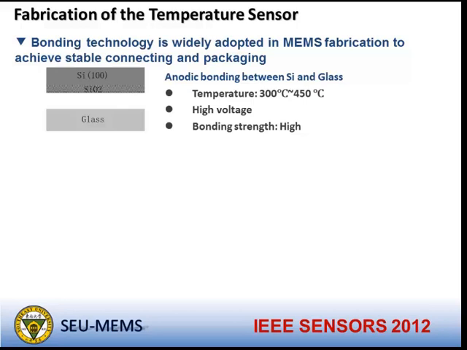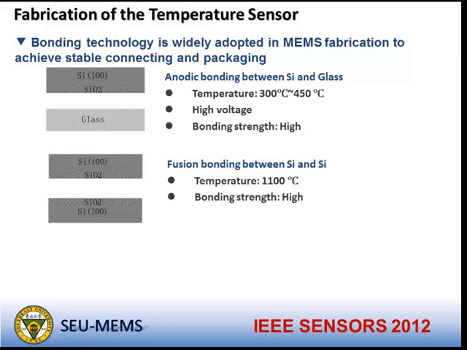But this process needs very high voltage, so it is impossible for it to be used in post-CMOS MEMS. Next is the fusion bonding technology. The temperature is up to 1100 degrees centigrade, so it cannot be used in the post-CMOS process. For the temperature is too high, the aluminum of the integrated circuit cannot withstand it.